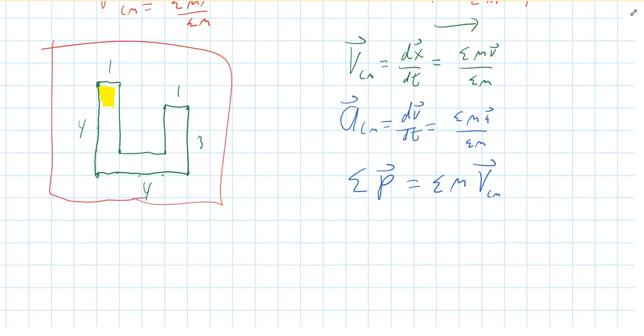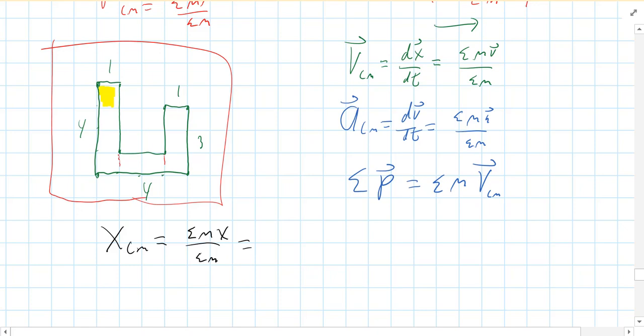So for the XCM, here's what we do. We say the sum of the mx's over the sum of the m. So what I'm going to do is split this shape up into a couple of smaller pieces. I'm going to do one rectangle here on the left, this bottom little rectangle there, and then this vertical rectangle here on the right. So I'm going to have 3 different shapes. And for mass, I'm just going to put the area.